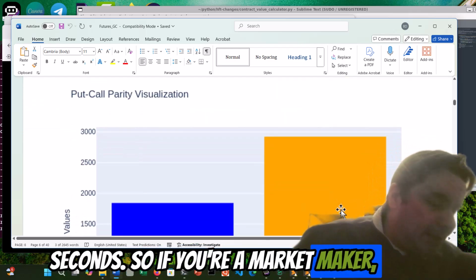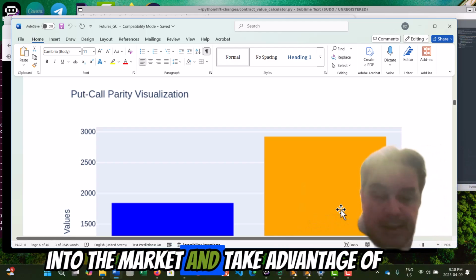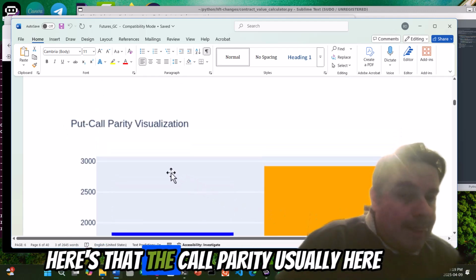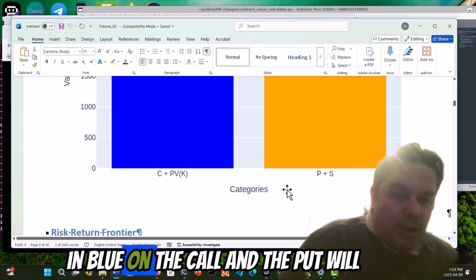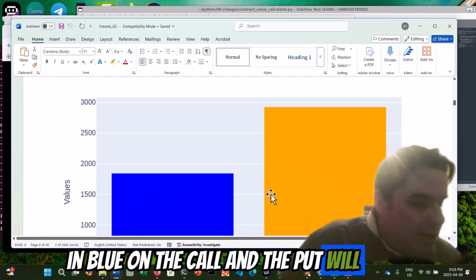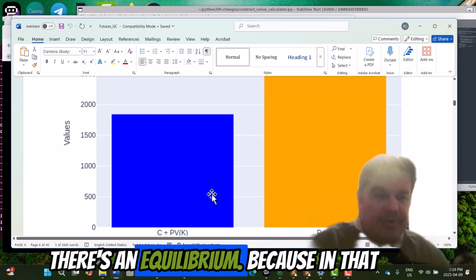So if you're a market maker, you can flood and provide that liquidity into the market and take advantage of that through a variety of trades. So here's that quick call parity. Usually here in blue on the call, and the put will usually be equal, as I said, because there's an equilibrium.